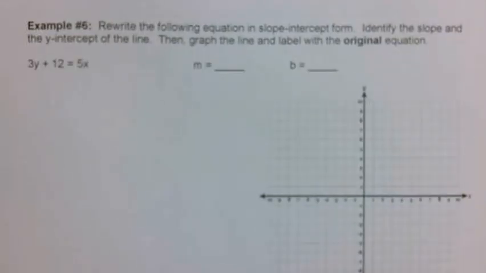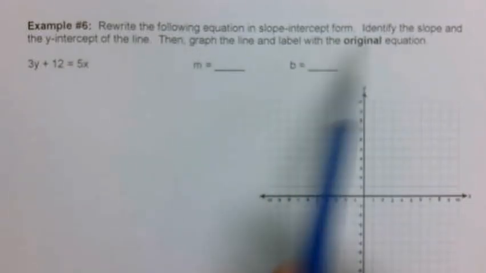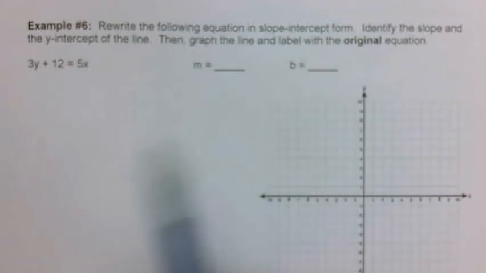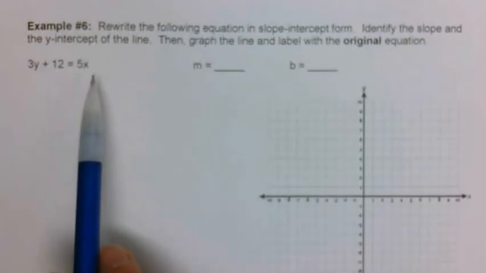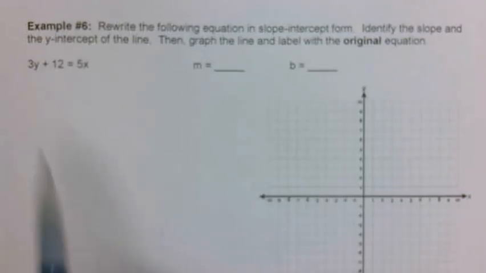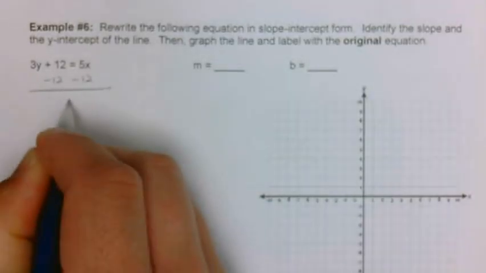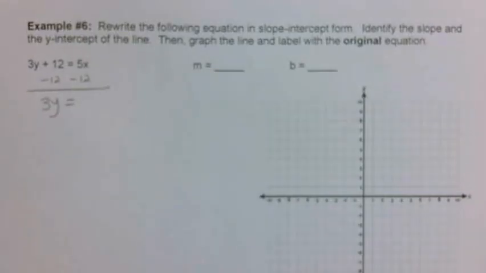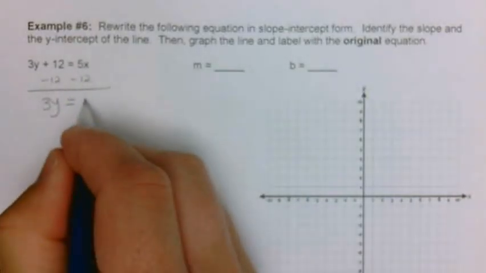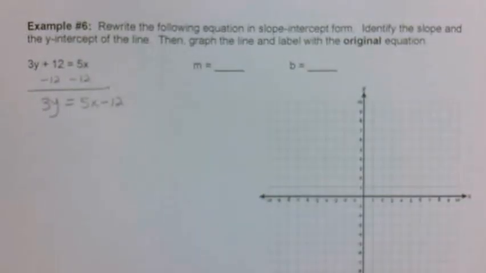In example 6, we're going to rewrite the following equation in slope-intercept form. Identify your slope and y-intercept, then graph and label with the original equation. So 3y plus 12 equals 5x. We've got to get our y all alone. So let's subtract 12 on each side to start. All right, 12 minus 12 is 0, leaving us with 3y on the left. 5x minus 12, not much you can do with that. So that's what remains, 5x minus 12.